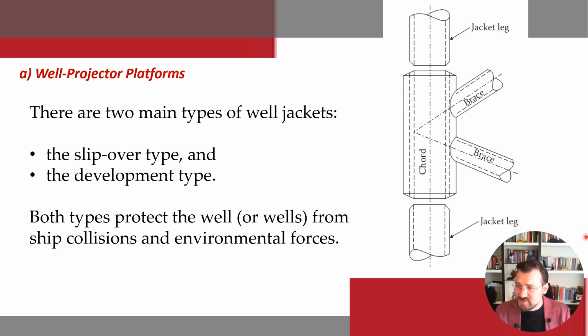So there are two main types of well jackets we mentioned. We said slipover type and the development type. Okay, two main categories. So both types protect the well or the wells, as we said, 1 to 4 wells is possible, from ship collisions and the environmental forces. Okay? So the slip-over jacket is used for exploratory wells in 50 to 100 feet, so maximum 30 meter, 35 meter water depths. After the well is drilled through a caisson driven a few feet into the sea bottom, a well jacket is slipped around the caisson itself.